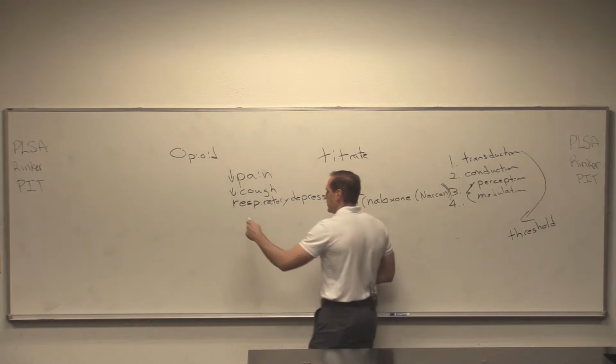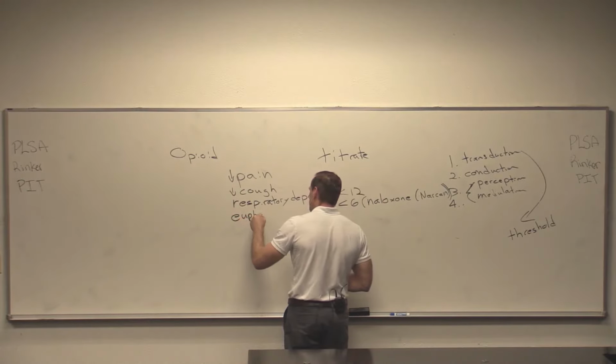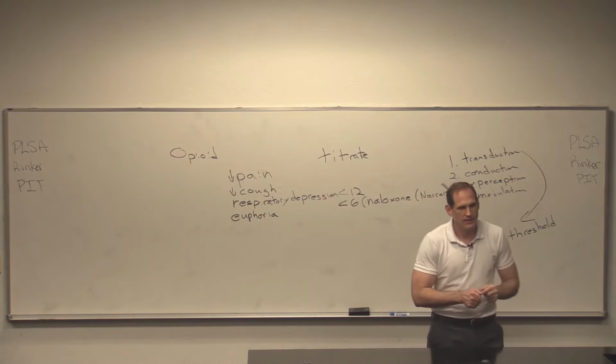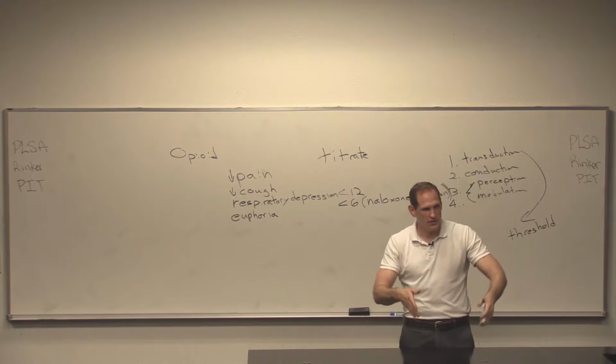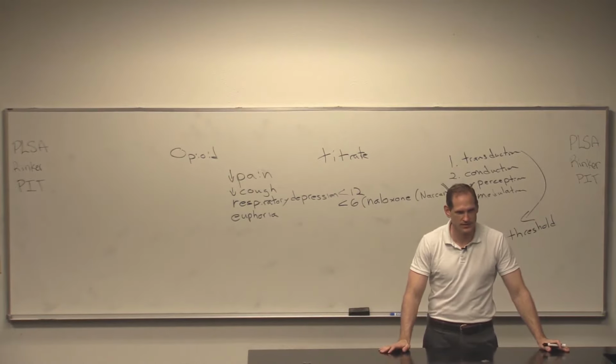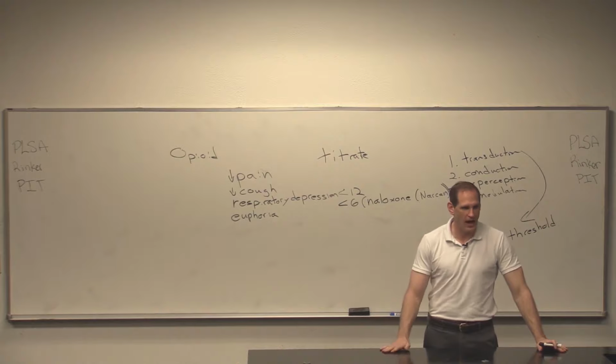So the next one is going to be euphoria. Now, what does euphoria mean? Eu means good, phoria means feeling. So I feel good. So in colloquial terms, what would this be called? High.